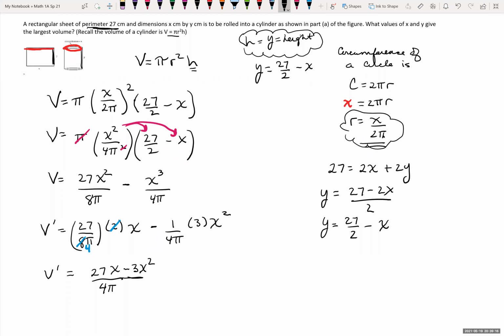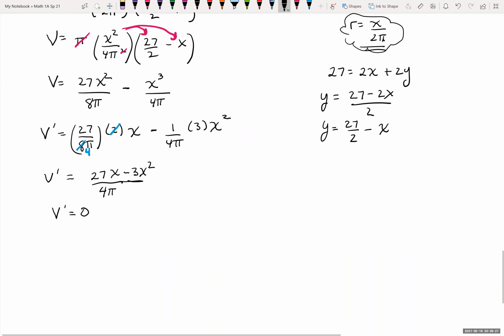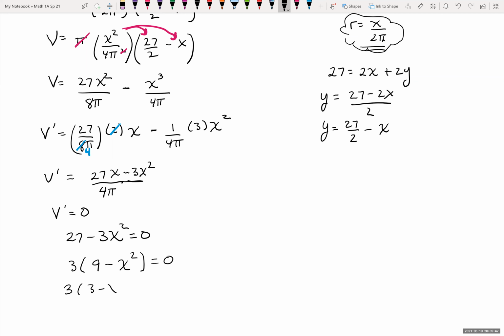So we're looking at when is this equal to 0 and when is it undefined? Well, this is equal to 0 when the numerator equals 0. So we're looking at when is 27x minus 3x squared equal to 0. And notice we can factor, we can pull out a 3x, or we can just pull out a 3. And if we do that, we're left with 9 minus x squared equals 0. Well, this factors as 3 minus x, 3 plus x.